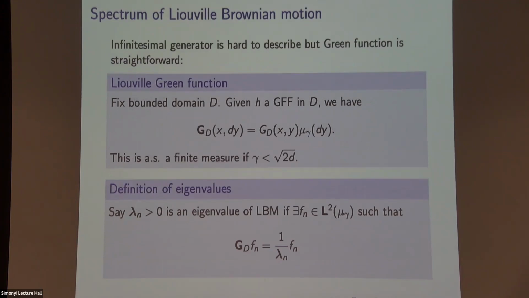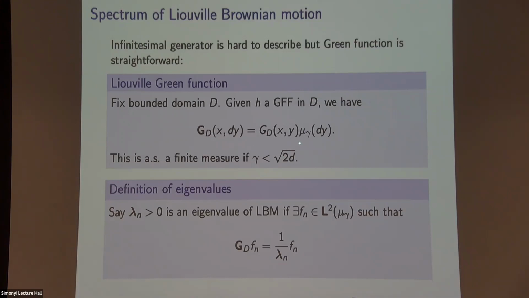Okay, so I want to talk about the Weyl law for this object. For that, I need to tell you about the eigenvalues. Initially it might look a little scary to ask what the eigenvalues of this object are. The generator is kind of hard to describe, but one thing that is easy to describe is the Green function, which is the inverse. The reason is that this thing is just a time change of ordinary Brownian motion. So if I ask how much time starting from X I spend near Y, it's the same as how much an ordinary Brownian motion would spend near Y, but multiplied by e to the gamma times the Gaussian free field, because of the time change.